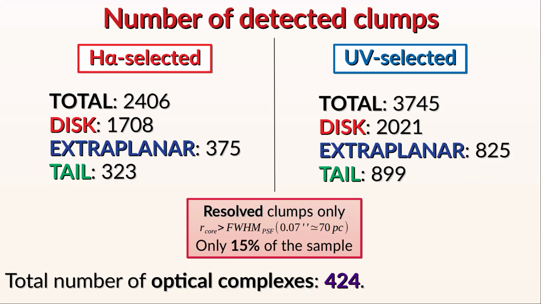An important cut, according to what we want to study, is in the size. To have a reliable estimate of the size, we need the object to be larger than the resolution of HST. So essentially, a radius that is larger than the full width of HST, which is about 70 parsecs, as I was saying. This is an important cut because it turns out that only 15% of the clumps are resolved, while 85% of them are smaller than this value. So when we want to study the sizes, we need to focus only on this smaller fraction of clumps, which are here.